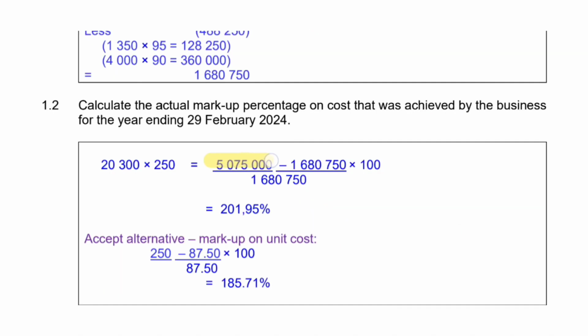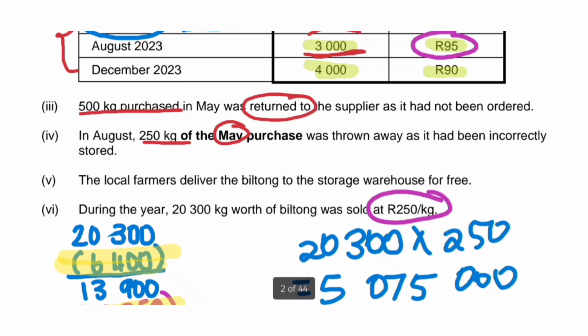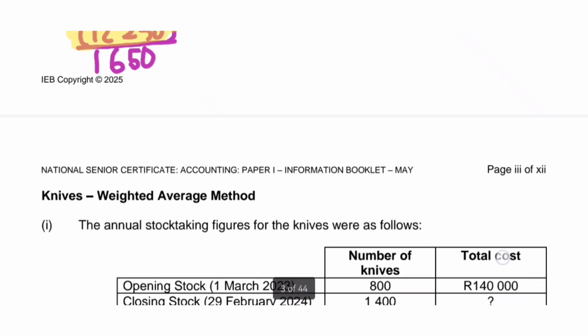This is our 5,075,000 rand. This is the sales figure. The cost of sales, which we worked out in the first question, all that multiplied by 100, we can see that our markup is 201.95%.